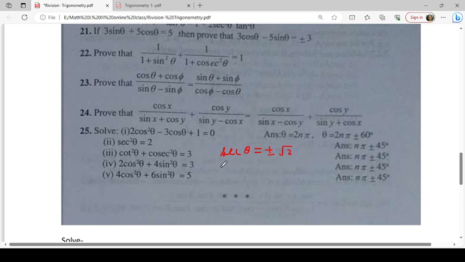Sec theta is equal to plus minus root 2 means cos theta is equal to plus minus 1 by root 2. So if we have two values, cos theta is equal to 1 by root 2 and cos theta is equal to minus 1 by root 2. Here we write the principal value of cos as pi by 4, and here we write pi minus pi by 4.